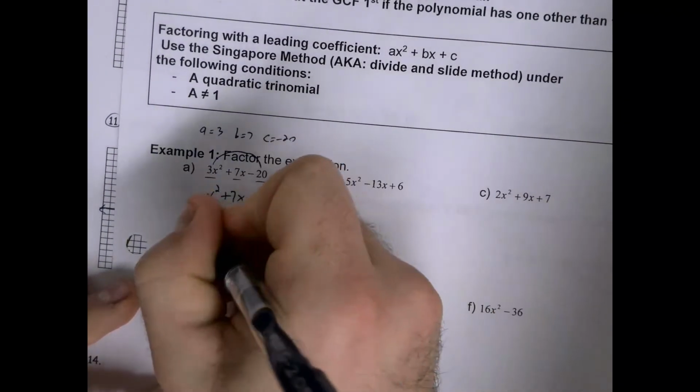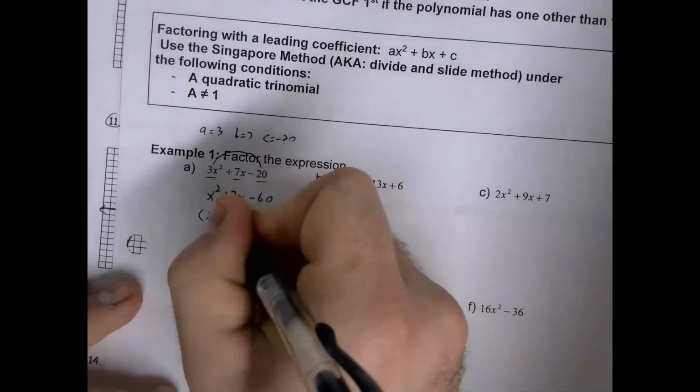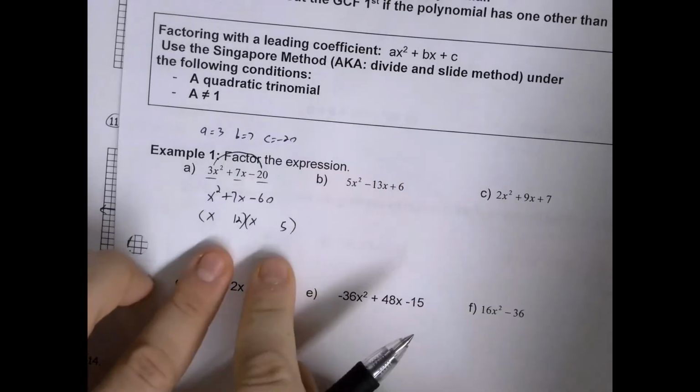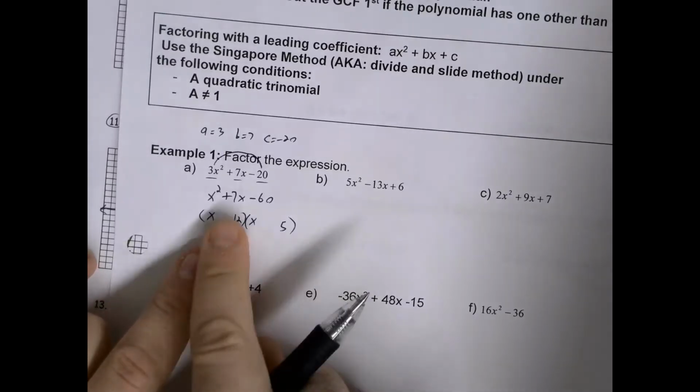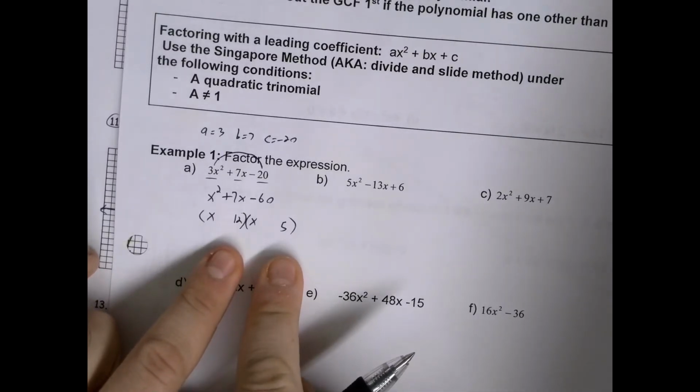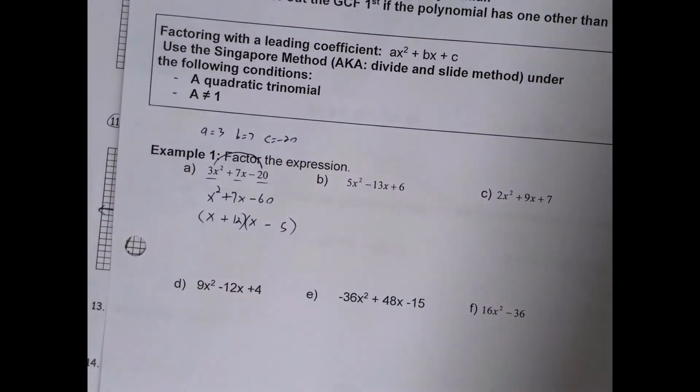So now what factors of 60 make 7? 12 and 5. Very good. So you have 12 and 5 in the ends of the binomials. What's the only way to get a plus 7 from those two numbers? Plus 12 minus 5. Bingo. So that's what we did on Monday.